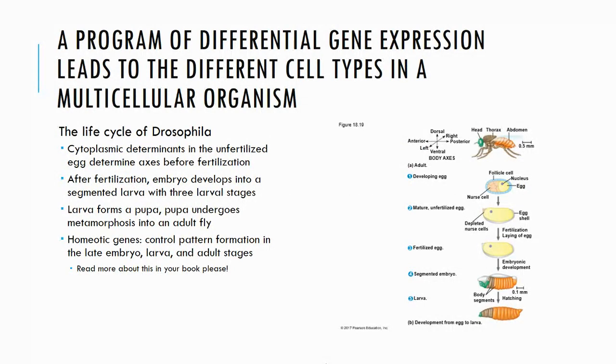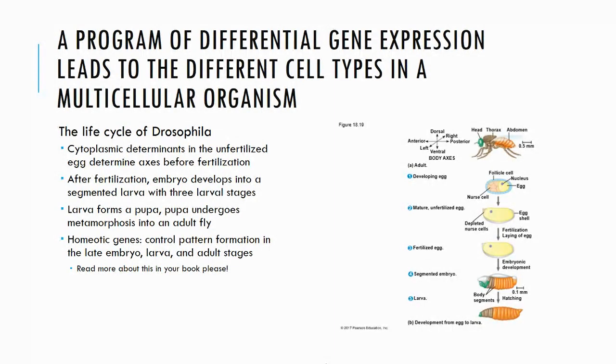And Drosophila is our fruit fly genus that we love to learn about. And the cytoplasmic determinants in the unfertilized egg determine the axes before fertilization even happens. After fertilization, the embryo develops into a segmented larva with 3 larval stages. All right, so we can see that looking over here in figure 18.19. You can at the top see the full adult, the 3 body regions, and then you can see where that's coming from: the developing egg, mature unfertilized egg, fertilized, segmented embryo, and then finally the larva.